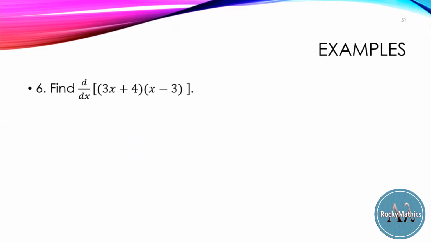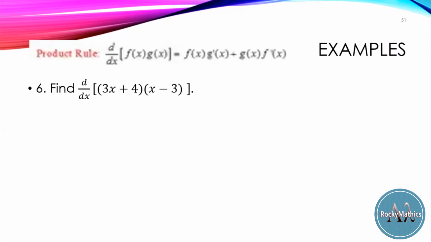The problem is: find the derivative of the product of 3x + 4 times x - 3. So what you are going to do first is to look at the given problem and the given function. Since we are given a product of two functions, we can now use the product rule, which is this one.